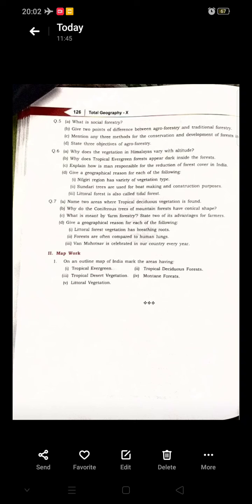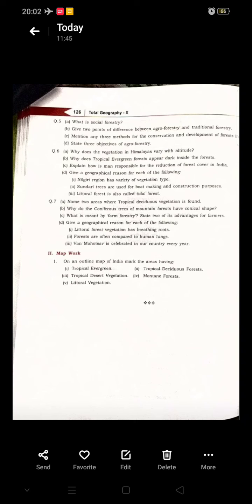Okay, we come to next question, number 7. Name 2 areas where tropical deciduous vegetation is found. Now, there are many places where tropical deciduous vegetation is found, you can name any 2 states randomly. You can state Uttar Pradesh, Bihar, Haryana, any 2 states.